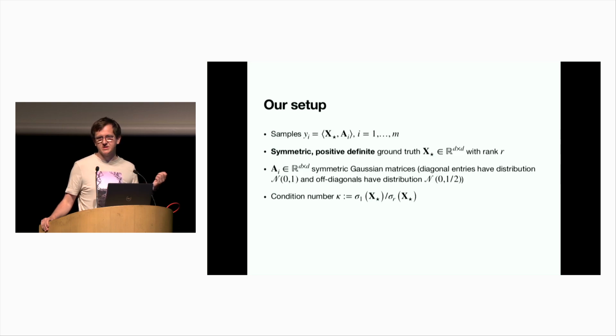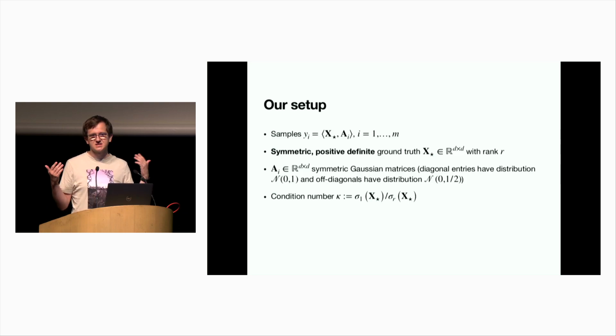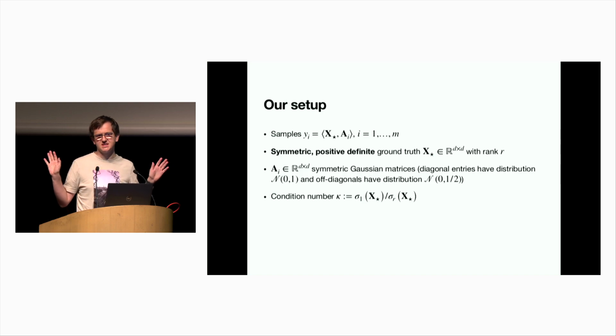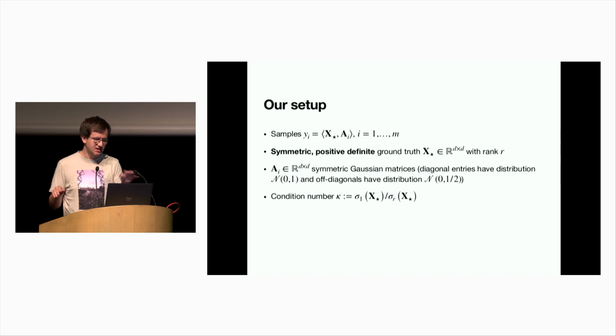So we have samples y_i, which are inner products of some matrix X star with measurement matrices A_i, and for this talk, we assume that the matrices X star are PSD matrices. The A_i, we just say they are Gaussian measurement matrices. And then for the talk, we need the condition number kappa. Okay, and so this is the setting.